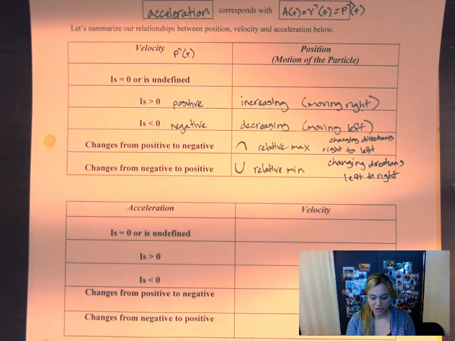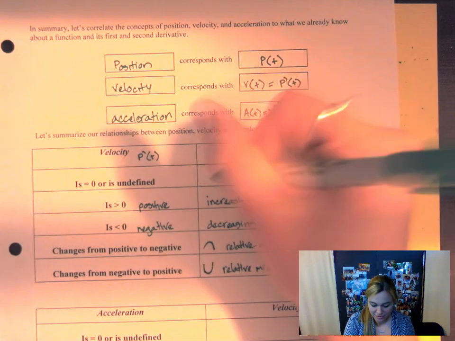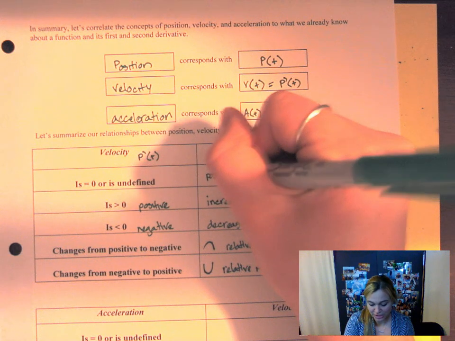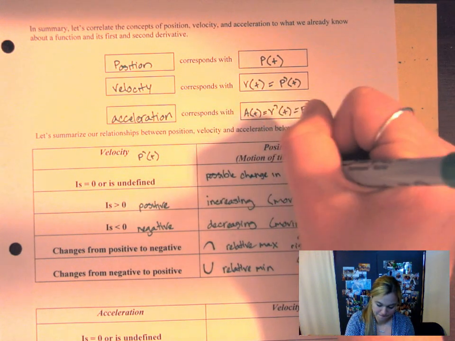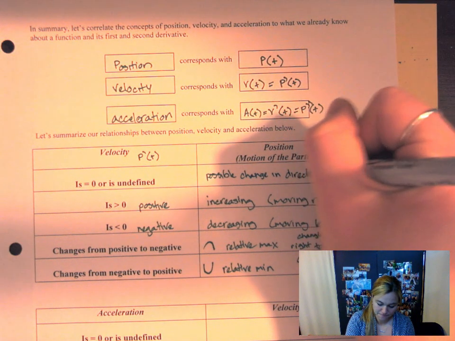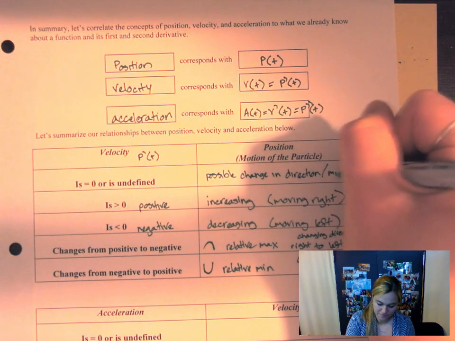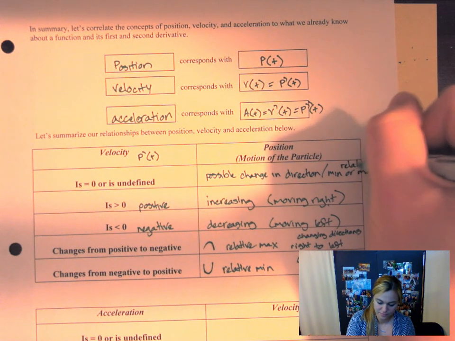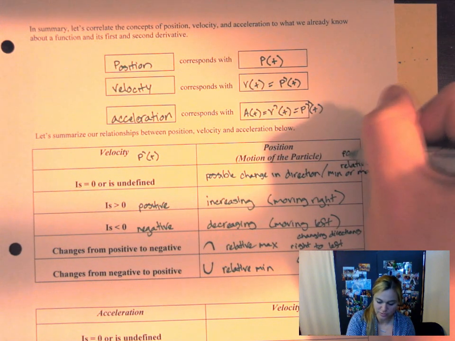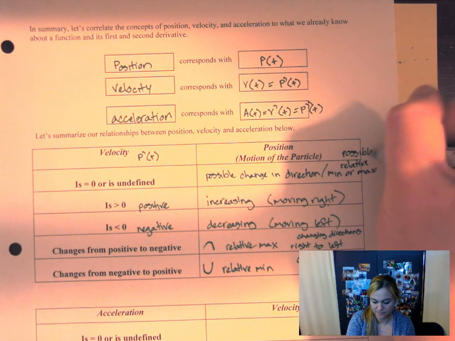If we've got 0 or undefined, this is where we've got a possible change in directions. Min or max. I should say possible relative min or max.